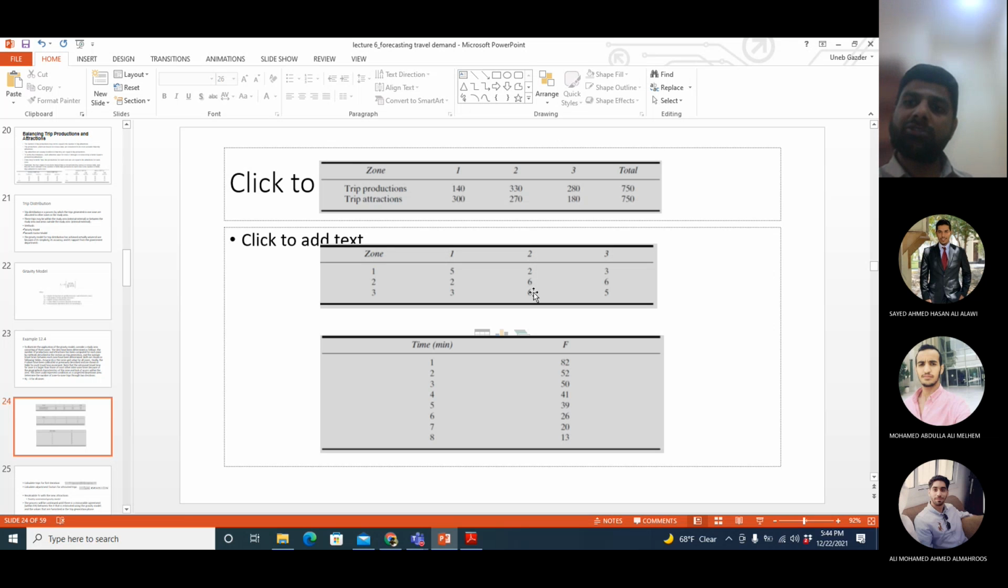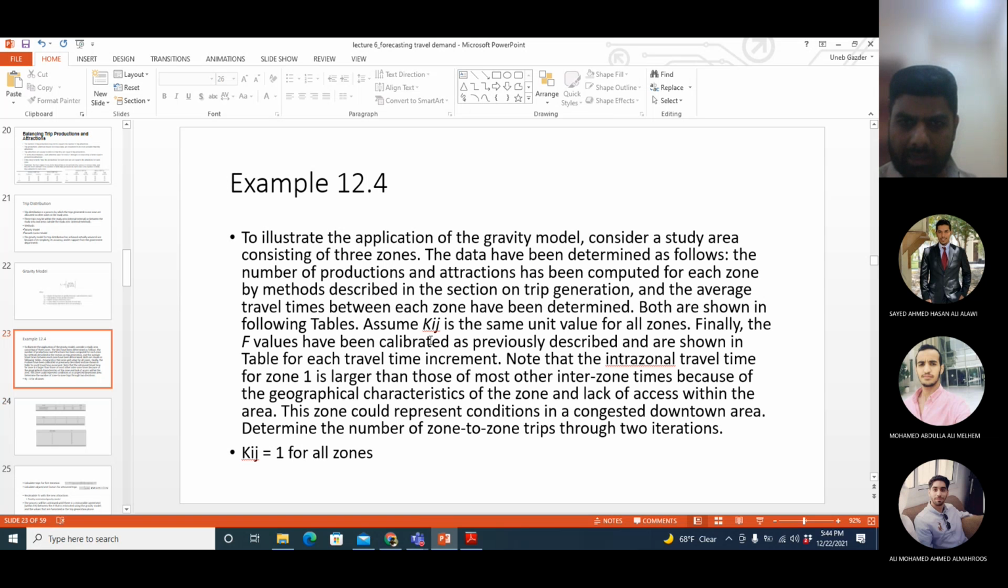So you go from a street to a freeway, and after 2 minutes you are in the other zone. But when you are traveling within the zone, you go from one street to another street, the traffic is congested, more traffic, and so on and so forth. So this can happen. The intrazonal travel time can be more than interzonal travel time. Anything else?